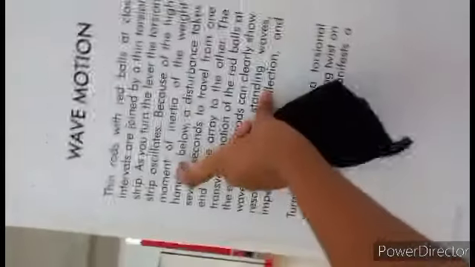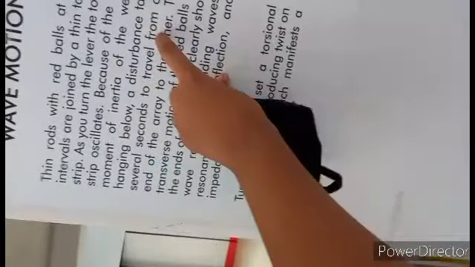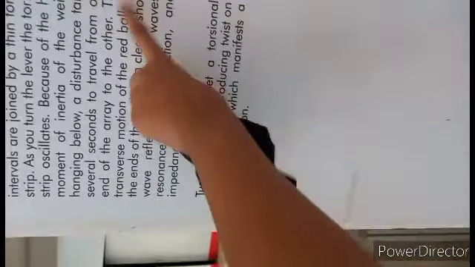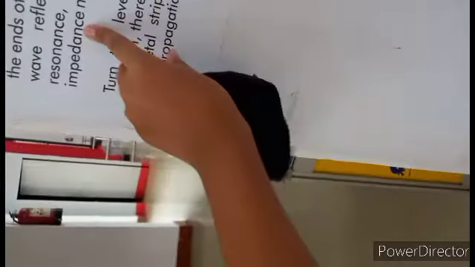As you turn the lever, the horizontal strip oscillates because of the high moment of inertia of the weight hanging below. A disturbance takes several seconds to travel from one end to the other. Thus, transverse motion of the red balls at the ends of the rod can clearly show wave reflection, partial reflection, and impedance matching. Okay, so it makes a wave propagation. Let's see that one. See, it takes time.